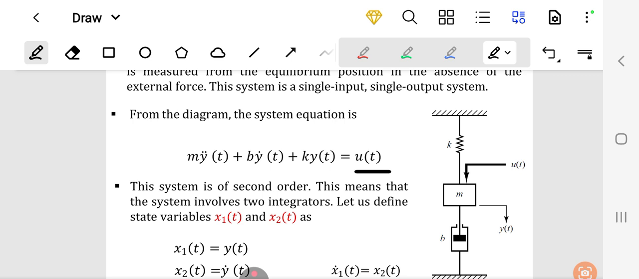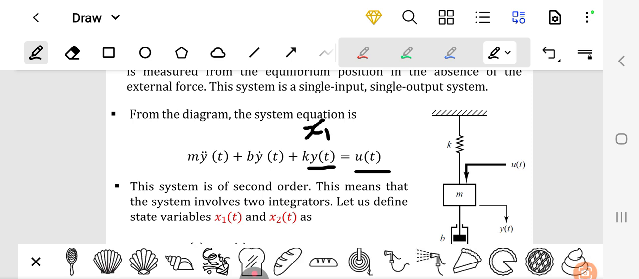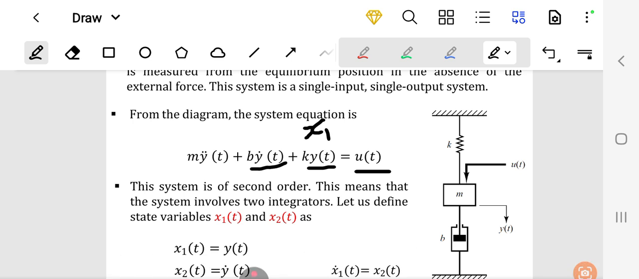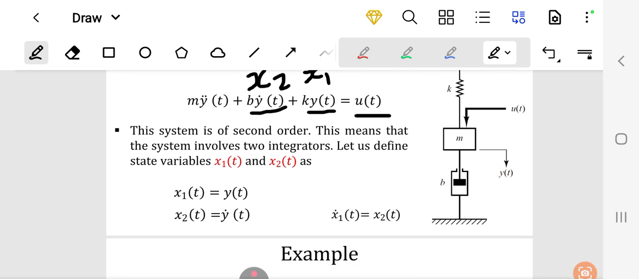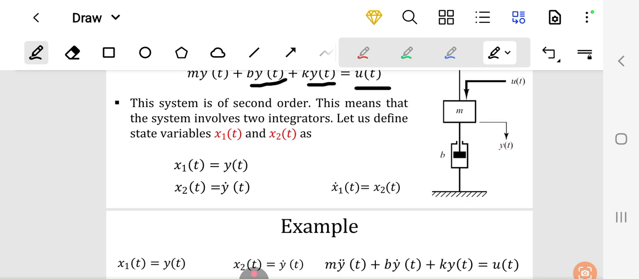Since the equation is a second order differential equation, this means that the system involves two integrators. We will need two integrators for this system. We will define the system states. The first state will be y of t, which we will make x1, and we make the second state x2 equal y dot. Then we will have x1 equals y of t and x2 equals y dot of t. Therefore x1 dot will be equal to x2.